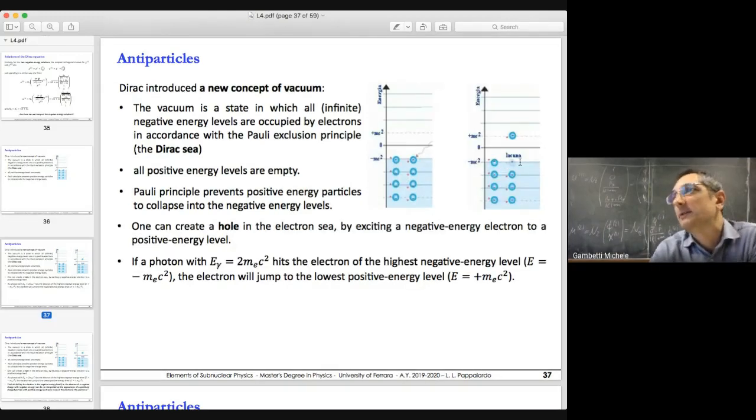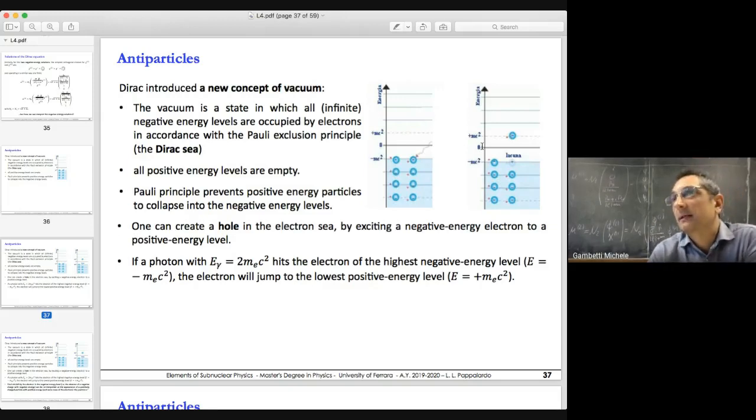Suppose now that an electron can jump into a positive energy level. Now the distance in energy is twice the mass of the electron, twice mc squared, from here to there. So one can create a hole in the electron sea by exciting a negative energy electron to a positive energy level, from here to there.